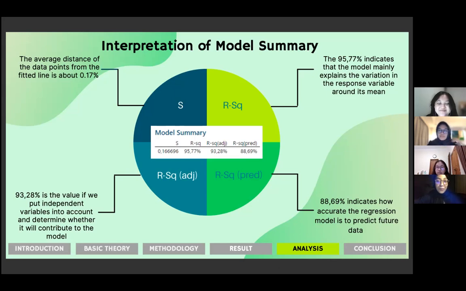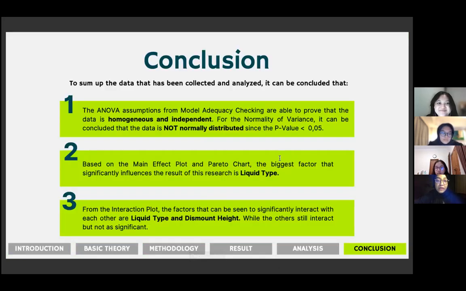Next slide, please. To sum up the data that has been collected and analyzed, it can be concluded that, first, from the ANOVA assumptions in model adequacy checking, we are able to prove that the data is homogeneous and independent. For normality, the data is not normally distributed since the p-value is less than the significance level. Second, based on the main effect plot and Pareto chart, the biggest factor that significantly influences the result is liquid type. And last but not least, from the interaction plot, the factors that can be seen to significantly interact with each other are liquid type and dismount height.